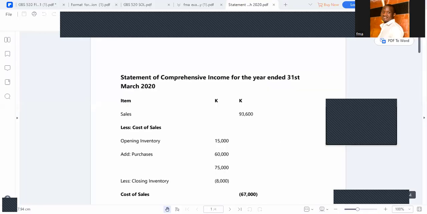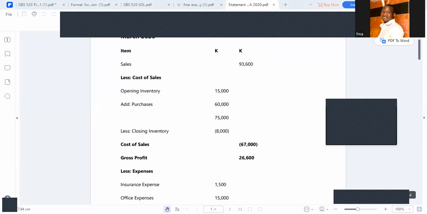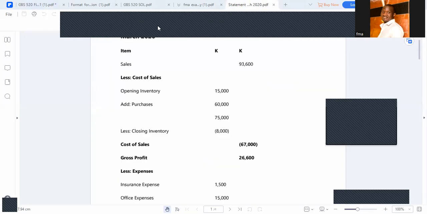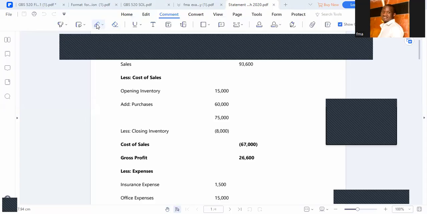Okay, so as you do your posting to the trial balance, we move to the income statement. I just want to finish all the adjustments. So now we can go. Our sales figure is here, and we put the 9,300. This is obvious, no problem.